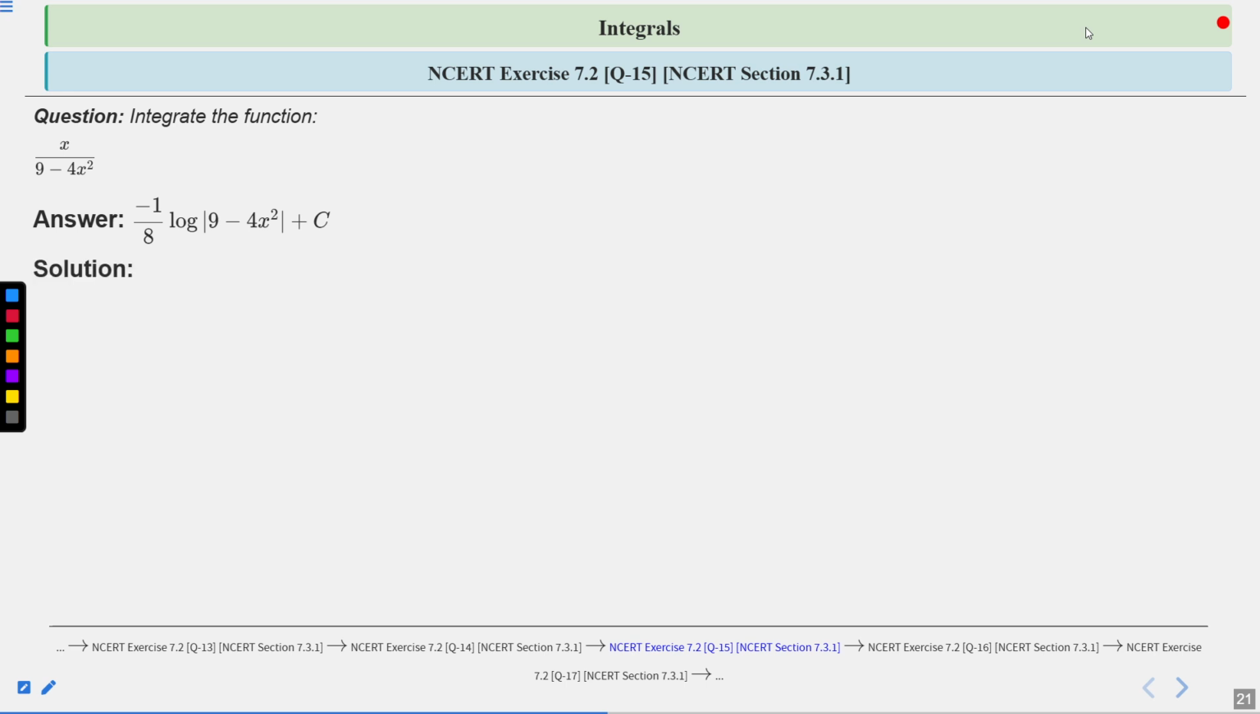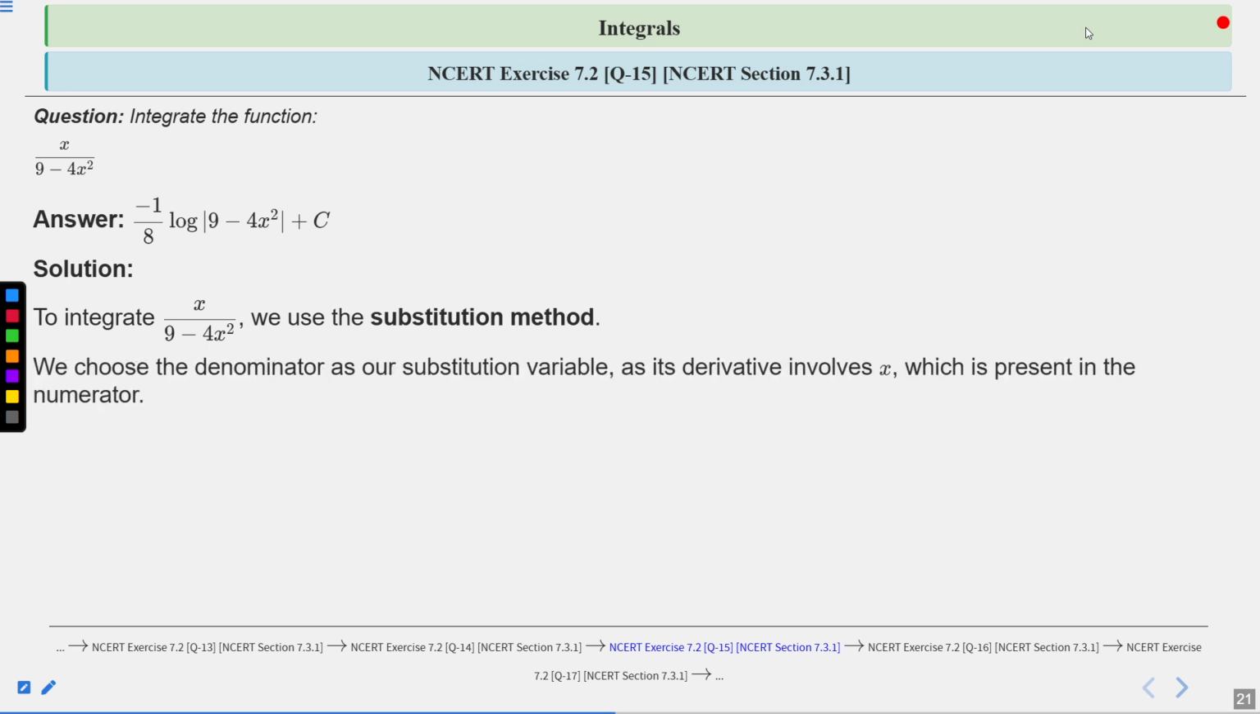Let's see the solution part. To integrate x upon 9 minus 4x square, we use the substitution method. We choose the denominator as our substitution variable, as its derivative involves x, which is present in the numerator. So let us take t is equal to 9 minus 4x square.